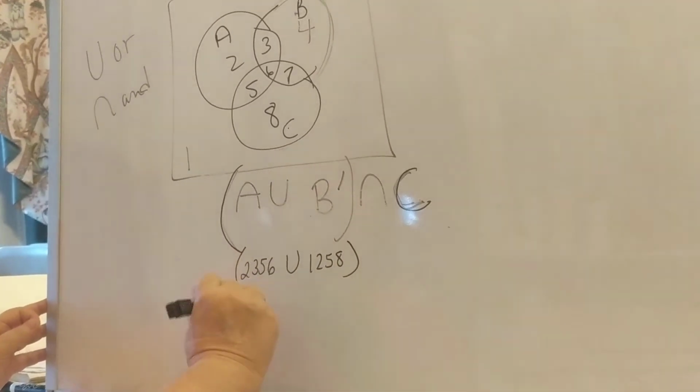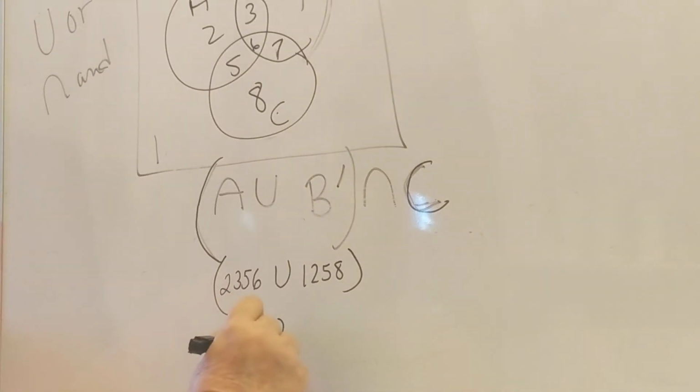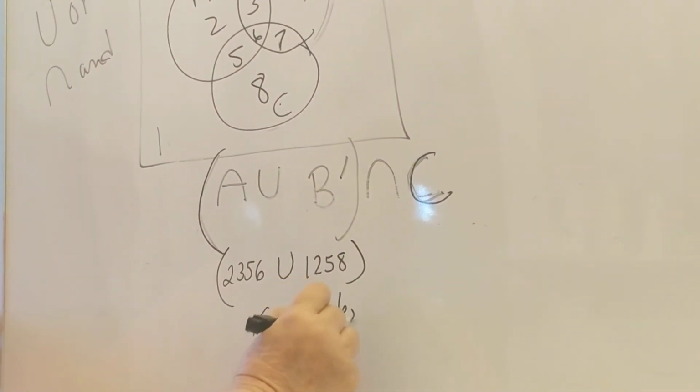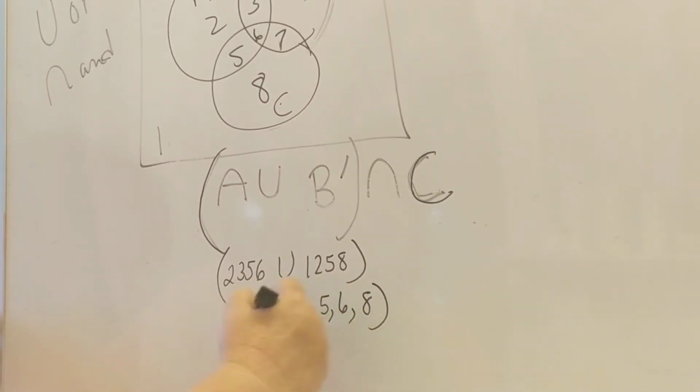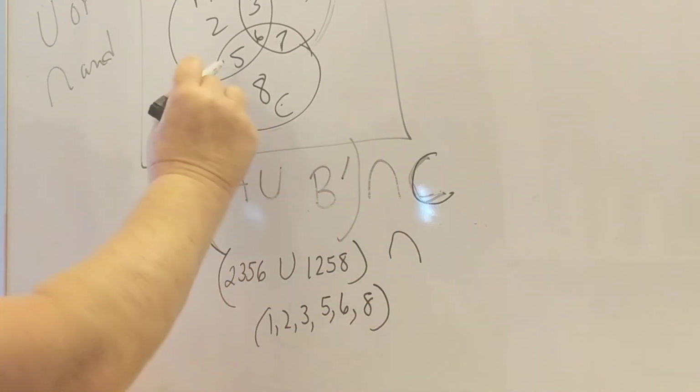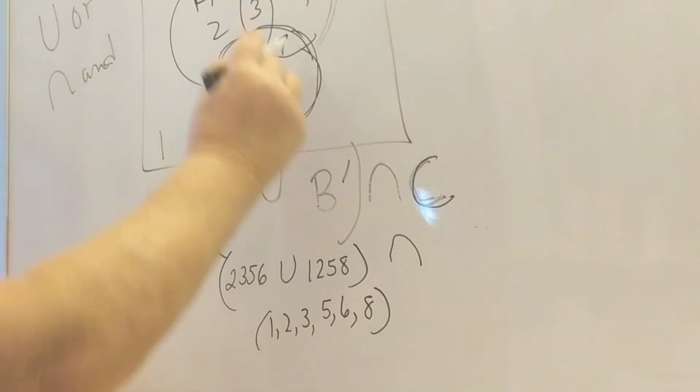I'm going to join all those together and I get 1, 2, 3. I don't see a 4, but I do see a 5, 6, and 8. I like to keep them in order. It really doesn't matter. And I'm going to find out what's in common with C. C is this circle, so 5, 6, 7, 8.